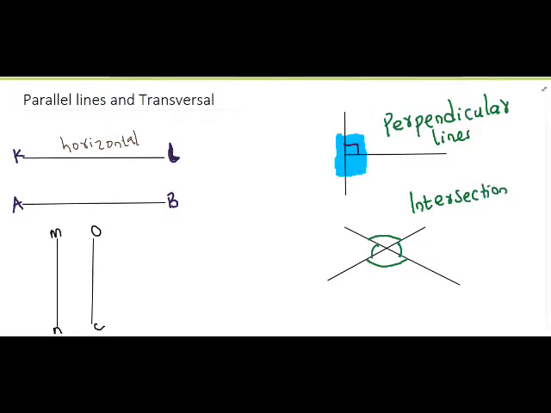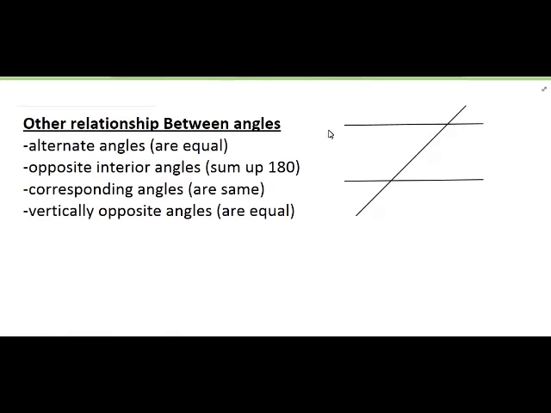Okay, so I think this is going to really make sense, because if you watch here, they actually intersected here, but they don't add up to, they don't in any way denote any sign of 90 degrees. Okay, other relationships between angles: we have alternate angles, they are equal. I'm going to explain that just in a minute. Opposite interior angles, corresponding angles, and vertically opposite angles.